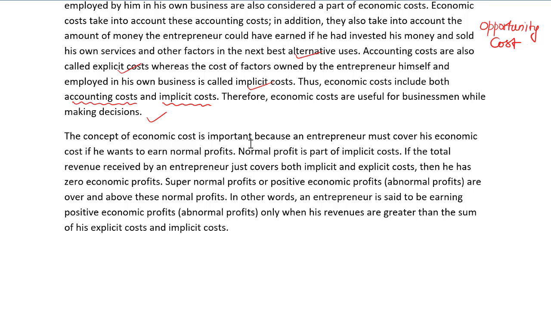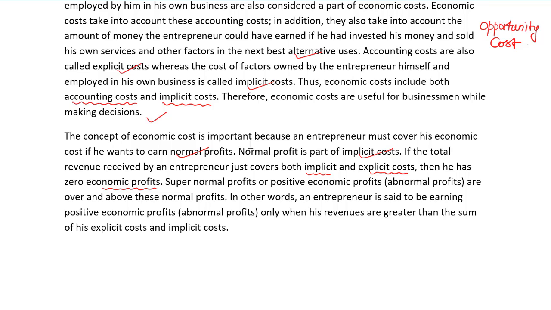The concept of economic cost is important because the entrepreneur must cover his economic cost if he wants to earn a normal profit. Normal profit is a part of implicit cost. If the total revenue earned by an entrepreneur just covers the implicit and explicit cost, that means he has only reached the break even and is not making profit. Then he has zero economic profits and has reached just the break even point.